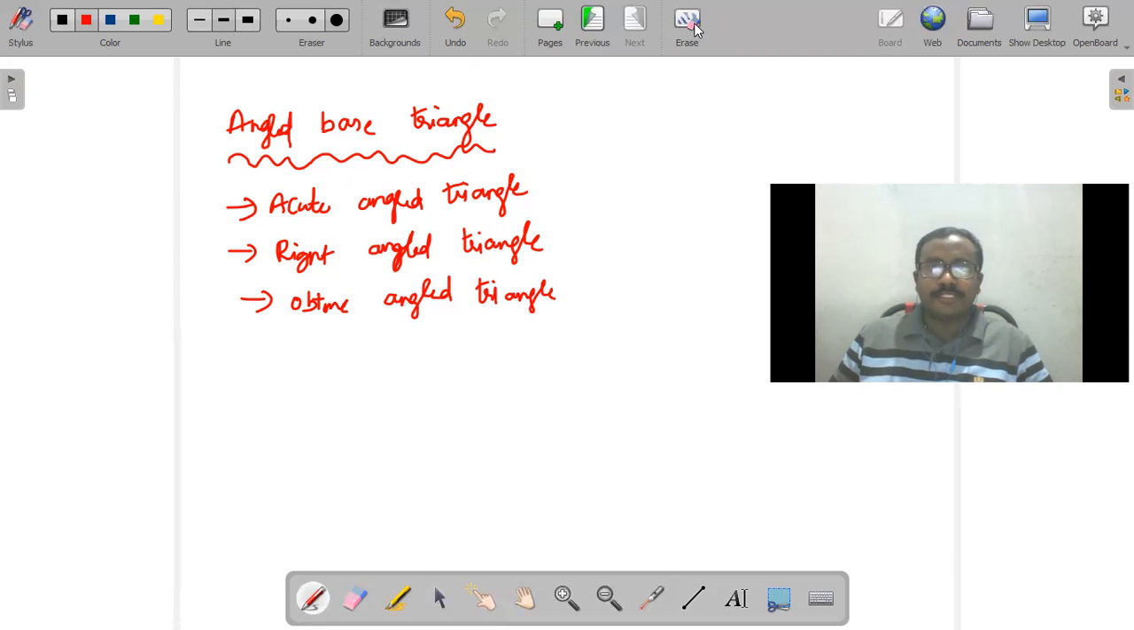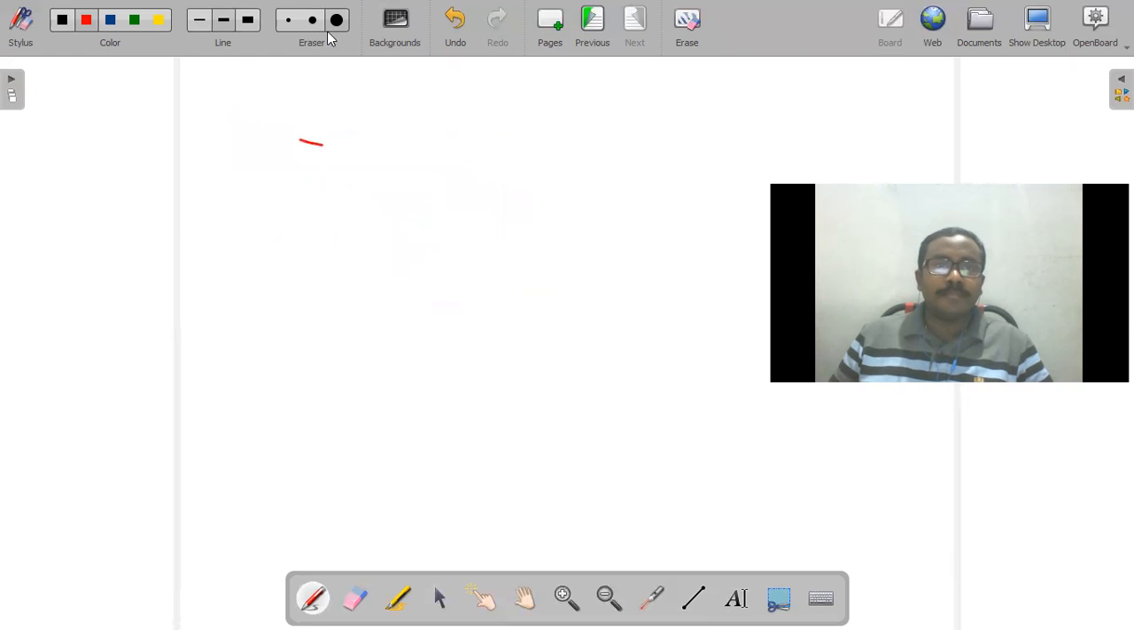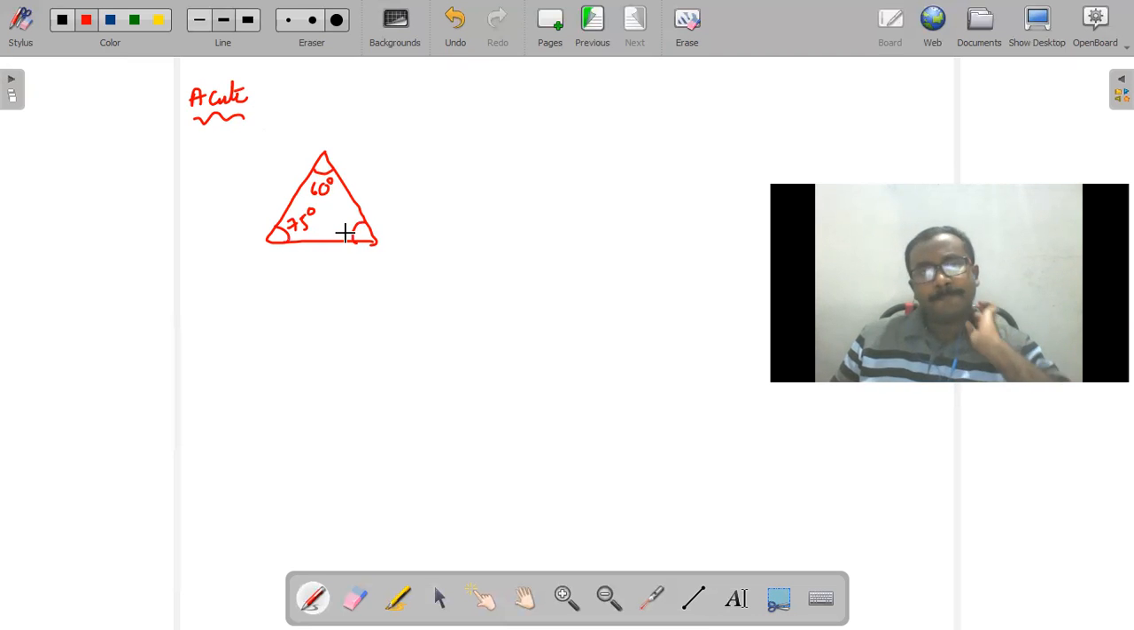The first one we'll discuss is the acute angle triangle. What is an acute angle triangle? In a triangle, each angle measures less than 90 degrees. For example, I take one angle as 75 degrees and another as 60 degrees. So how much will the remaining angle be? First we have to know that the sum of interior angles of a triangle must be equal to 180 degrees.